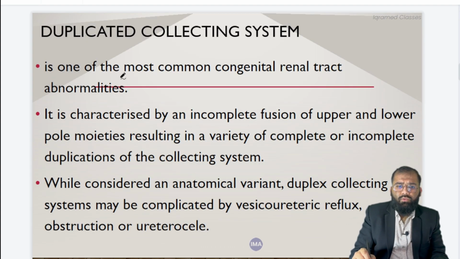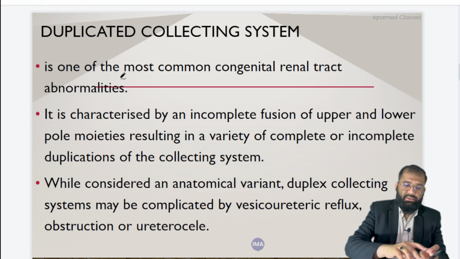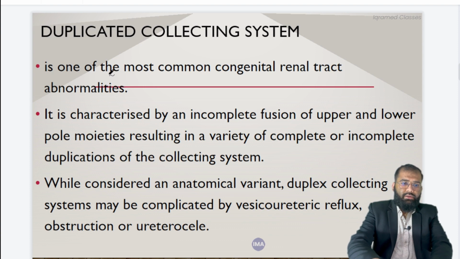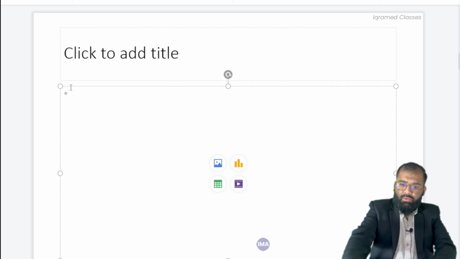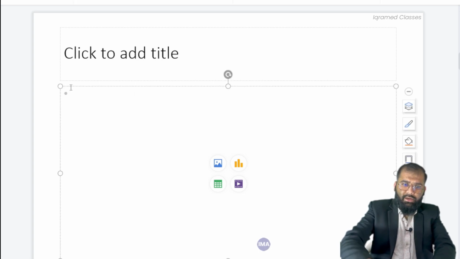Now we move to a separate entity of the system which is called duplicated collecting system. But before I start duplicated collecting system, I would like to tell you an important thing so that you understand this well. Some important rules and embryological part associated with duplicated collecting system.